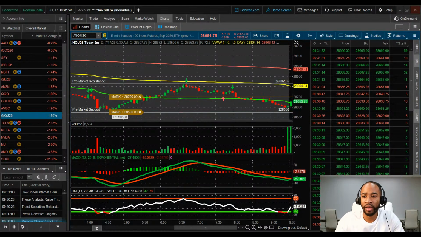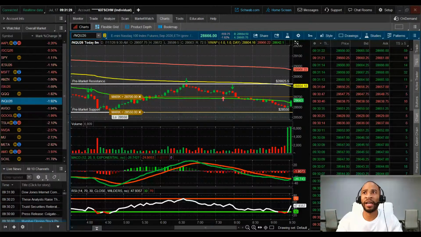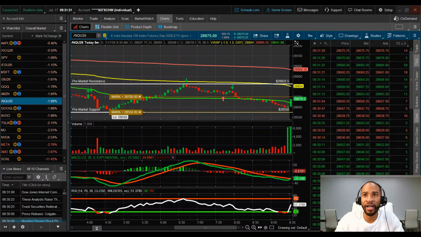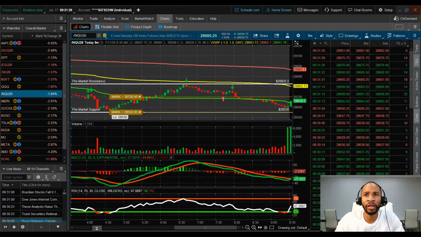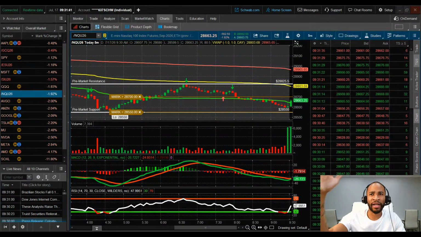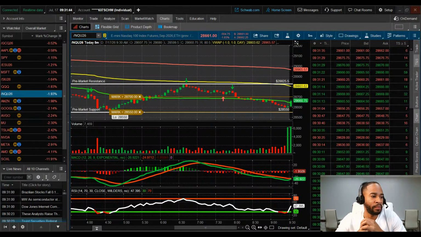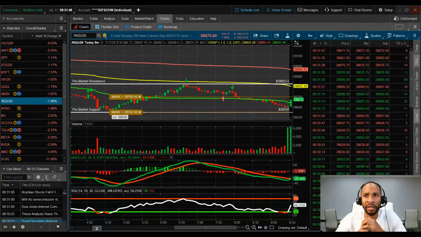Buyer stepping in. Big orders popping up on the time and sales on the right-hand side. Somebody just bought 59 contracts. If we can hold above $28,700, I'll probably go in for a quick move back towards VWAP. We have VWAP priced at 28,800 bucks.